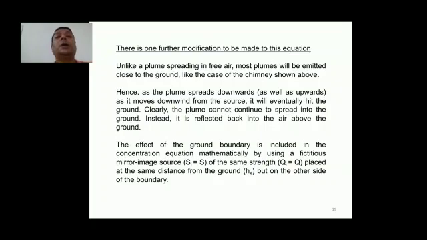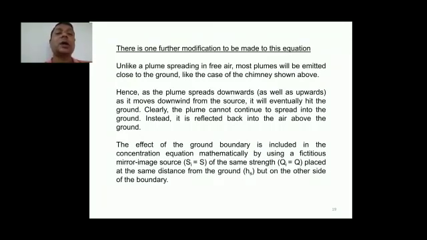So there is one further modification to be made to this equation. Unlike a plume spreading in free air, most plumes will be emitted close to the ground, like the case of the chimney shown above. Hence, as the plume is spread downward as well as upward, as it moves downward from the source, it will eventually hit the ground. Clearly, the plume cannot continue to spread into the ground. Instead, it is reflected back into the air above the ground.